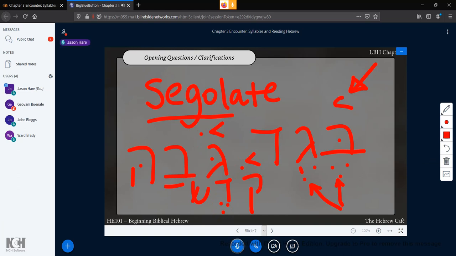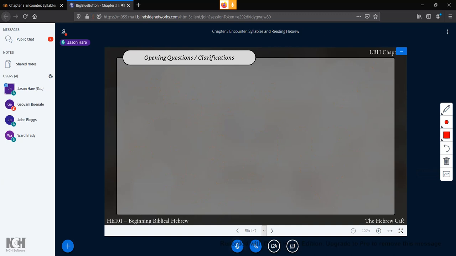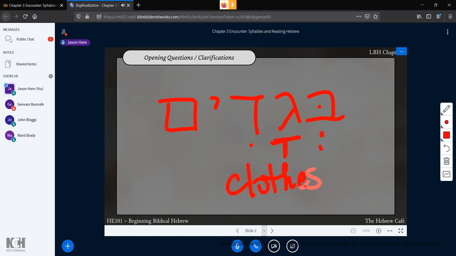So what happens with these ones is that whenever they go into the plural, like beged goes into the plural with the masculine ending, im, it becomes begadim. This is the pattern that it takes. So sefer, book, becomes sefarim. Sefarim is books. And begadim is clothes. This word here means clothes or garments.